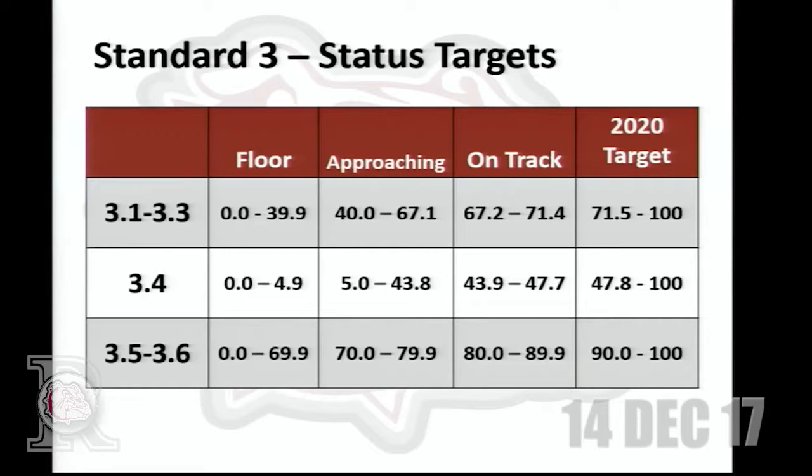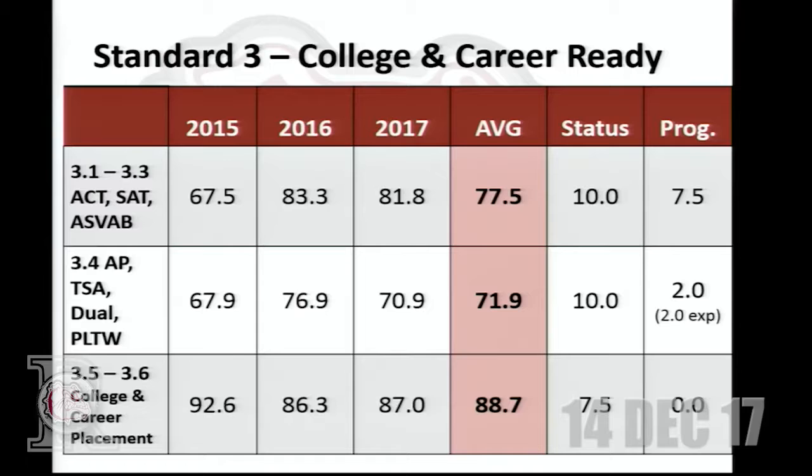Standard 3 is the 3rd page in that document. On the next slide, I'll explain what 3.1 through 3.3, 3.4, and 3.5 through 3.6 mean, but if you want to keep this in front of you to reference the numbers on the next slide, it will give those hopefully some context. Standard 3 is college and career readiness. This standard is worth 10 points per each one of those standard subgroups.